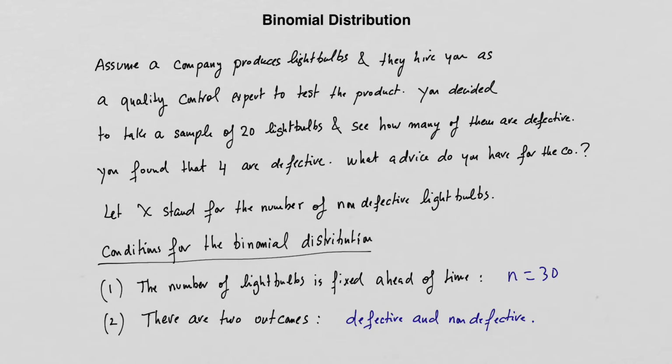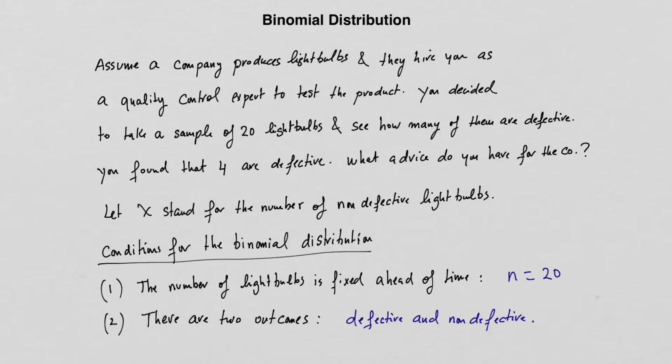So what does that mean? You want the number of trials, which means the number of light bulbs you're going to test, to be fixed ahead of time. So we decided to pick, why did I write 30? I meant to write 20. Oh, I know why. Okay, I'll show you later. So you, as the quality control expert, decided to pick 20 ahead of time.